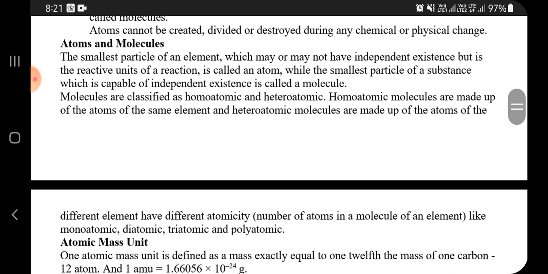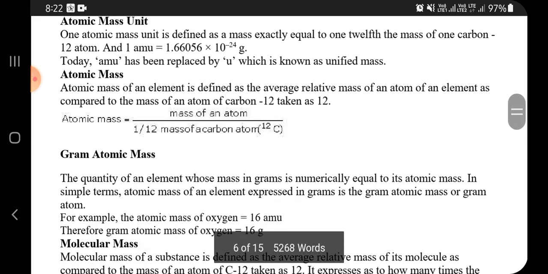Atoms and molecules. The smallest particle of an element which may or may not have independent existence but is the reactive unit of a reaction is called an atom, while the smallest particle of a substance which is capable of independent existence is called a molecule. Molecules are classified as homoatomic and heteroatomic. Homoatomic molecules are made up of atoms of the same element. Heteroatomic molecules are made up of atoms of different elements.